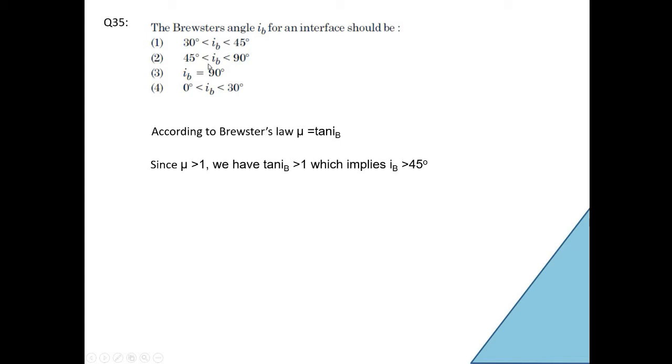But it can't be equal to 90. If it is equal to 90, what will happen? It will be tan 90. Imagine if you put tan 90 here, then the refractive index is going to be infinity. Is it clear? So it can't be 90. Therefore IB should be greater than 45 and also less than 90. Therefore the correct option is option 2.